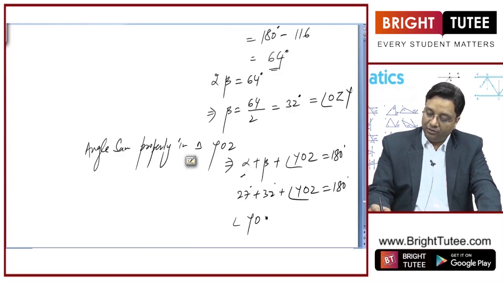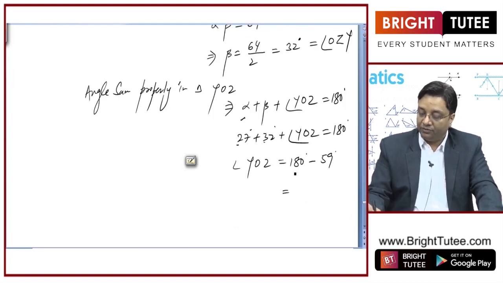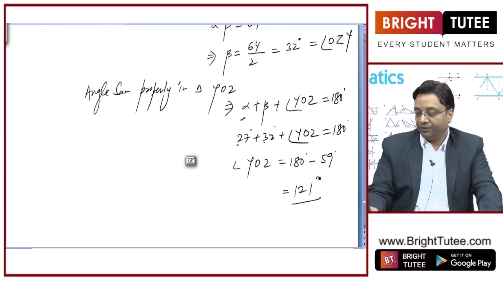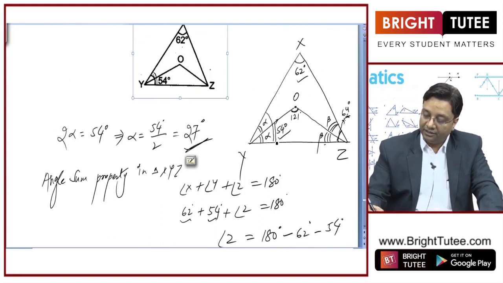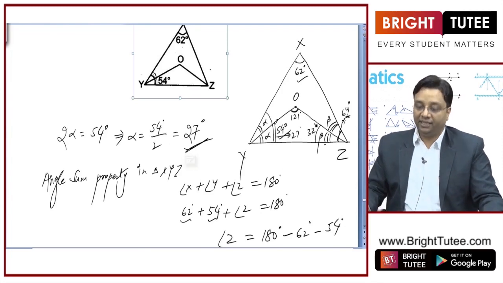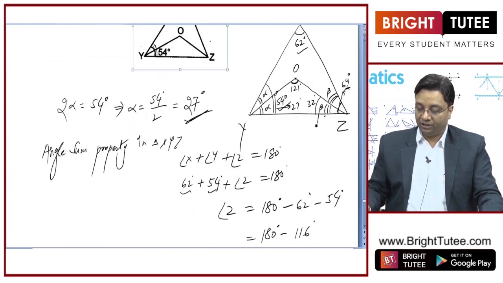So angle YOZ is equal to 180 minus, this is 59, right? So 180 minus 59 is 121. So this angle is 121 degrees. This angle is 27 and this angle is 32 degrees. So these are the angles which we required. Okay, I hope this question is clear to you.